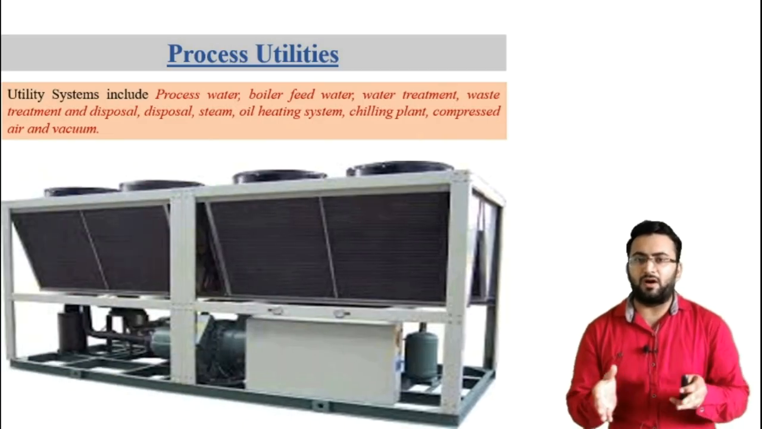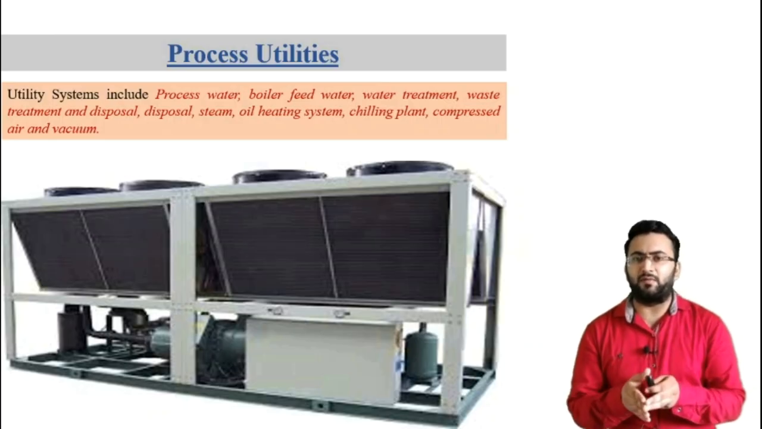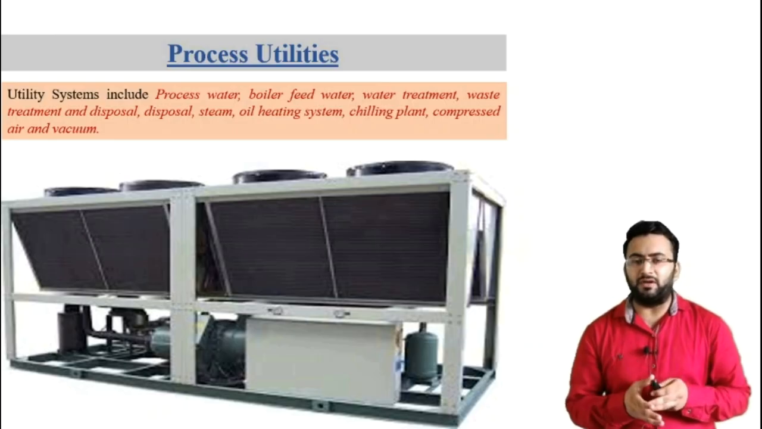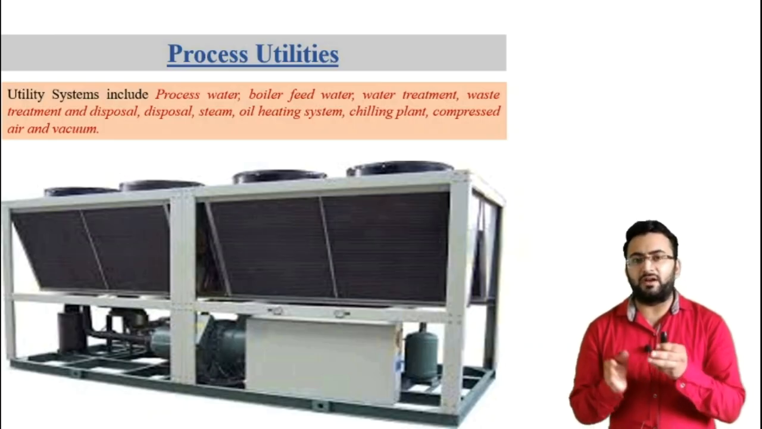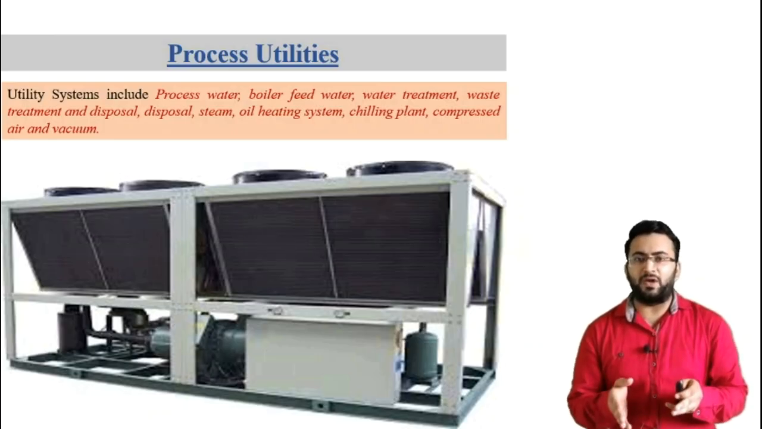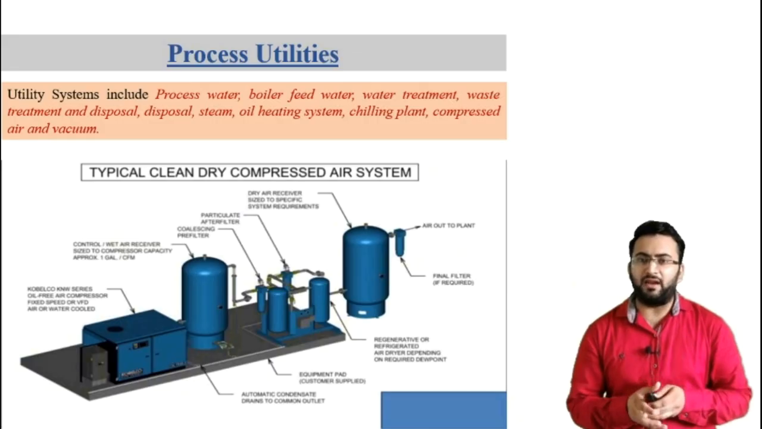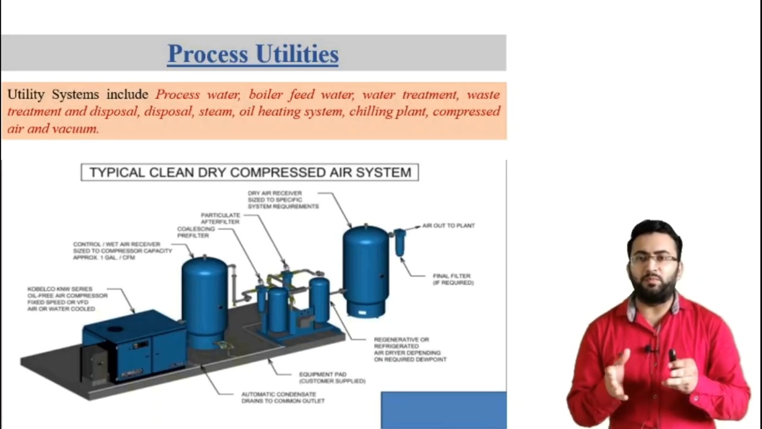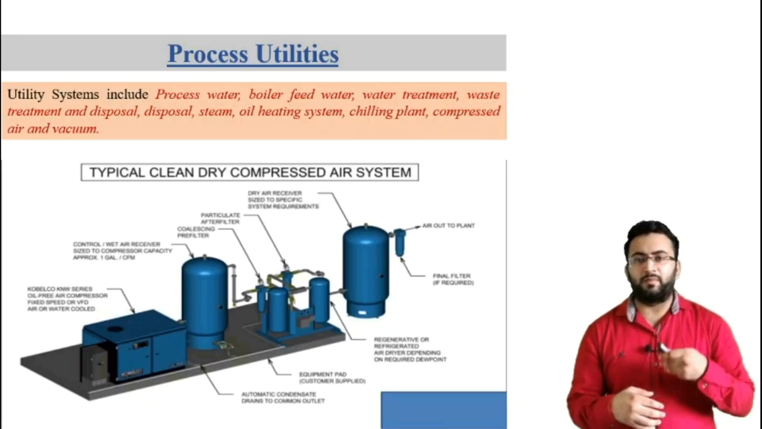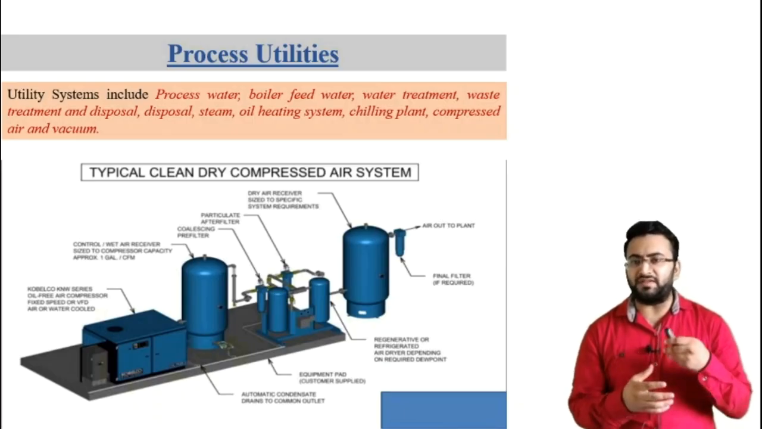Then the chilling plant or cooling water plant is also considered in process utility. There are various types of cooling towers and chilling plants used in the chemical industry, and they are mostly used for chilling or cooling purposes in a condenser. So this type of chilling plant and cooling tower plant is considered in process utility. Then compressed air is also a basic requirement of a chemical plant. Compressed air is widely used in fertilizer plants or in making urea fertilizer. That's why compressed air is also considered in process utility.